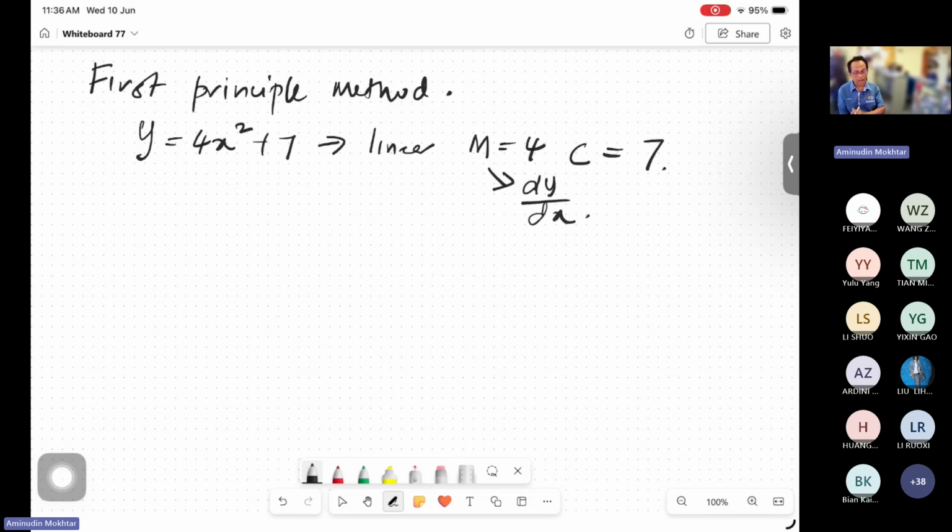At the end, we get this result. So how do we get this? How do we define dy/dx? By using the first principal method. Okay, first, we assume that this function is y equal to f(x), and the change in x, delta x, equal to h. The change in x, perubahan dalam x, equal to h. I assume delta x is equal to h.